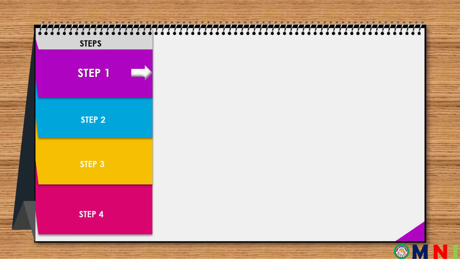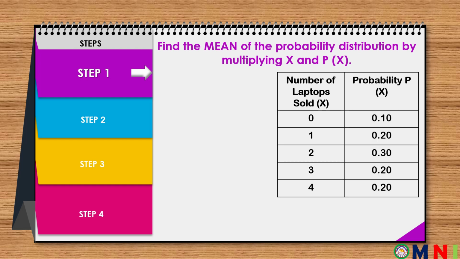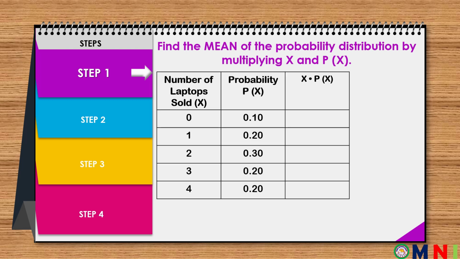Let's start with step 1. Find the mean of the probability distribution by multiplying x and the probability of x. So I have here the number of laptops sold and the probability or the P of x. Multiplying the two columns, so we have here 0 times 0.10, that's 0. 1 times 0.20, that's 0.20. 2 times 0.30, that is equal to 0.60. 3 times 0.20, that is still equal to 0.60. And 4 times 0.20, that would give us a result of 0.80.